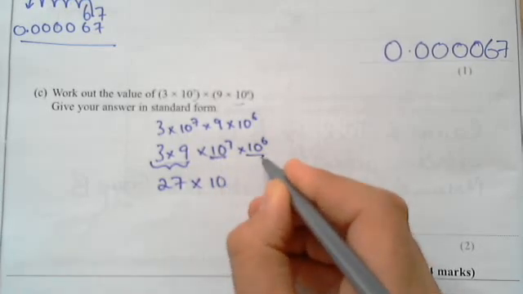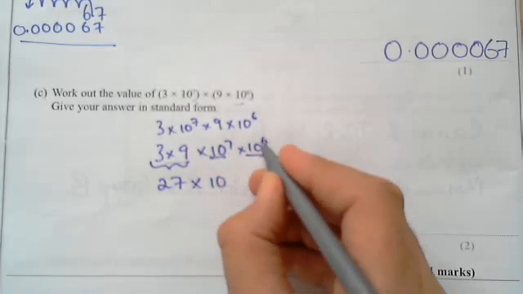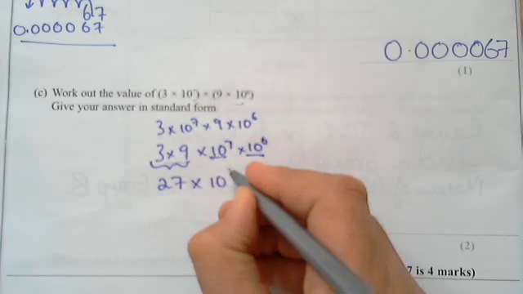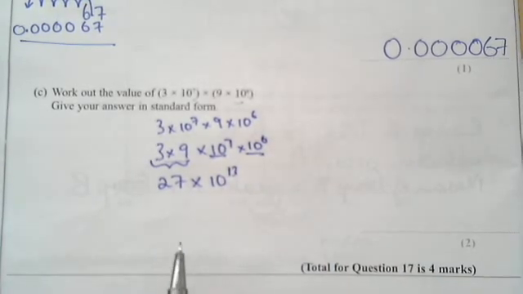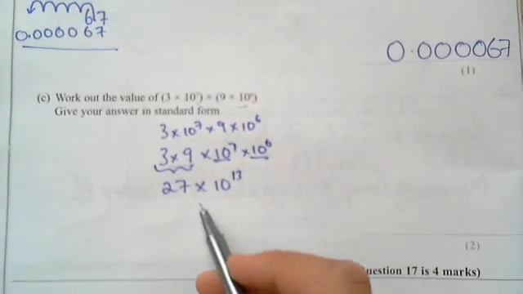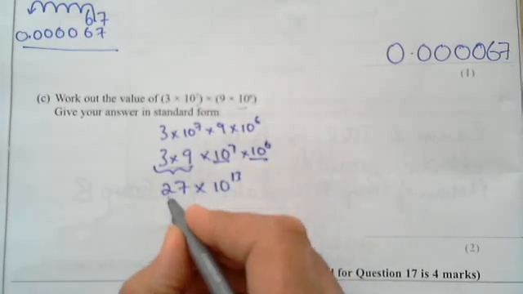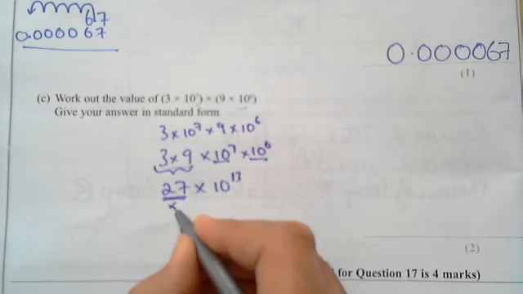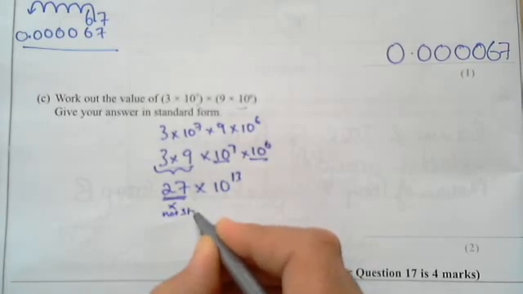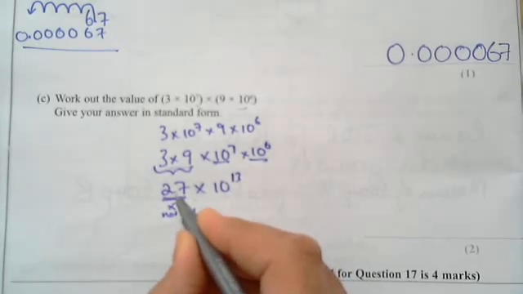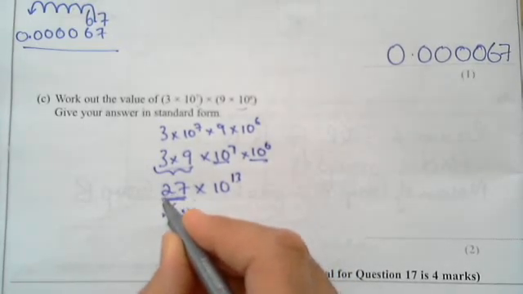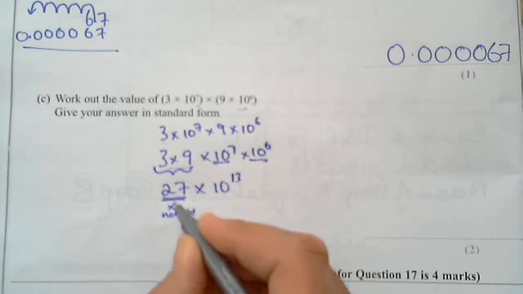And the numbers on the bottom, when the bottom numbers are the same, we add the top numbers. 7 add 6. Okay, so you might be thinking, yeah, finish the question. No, the question is not finished because this here is not standard form, because the number is too big. It should be between 1 and less than 10.